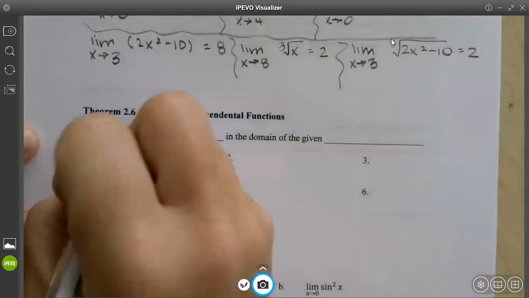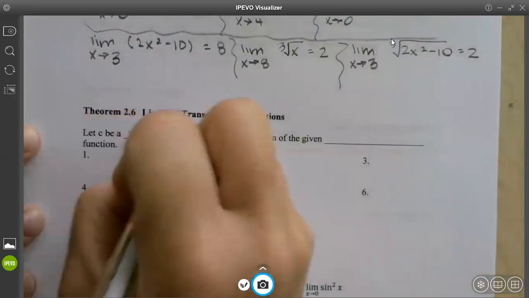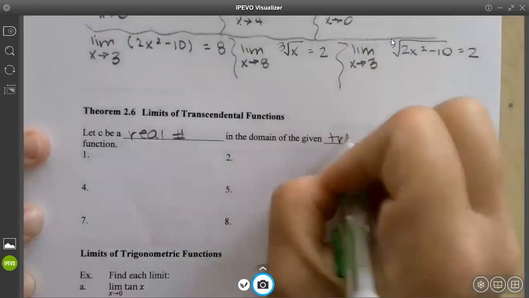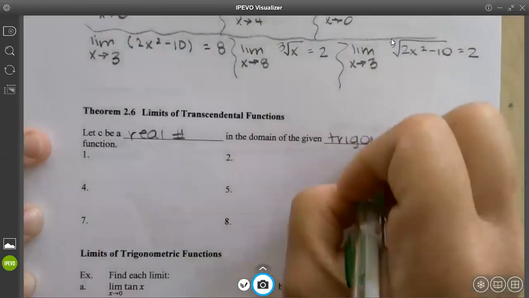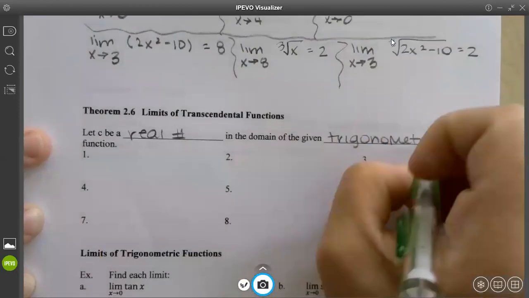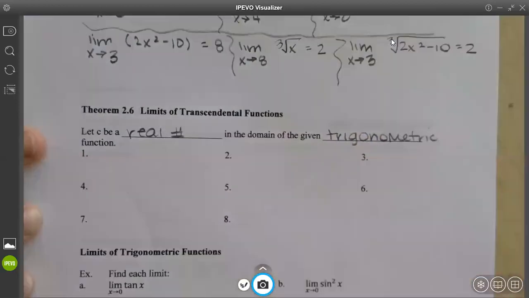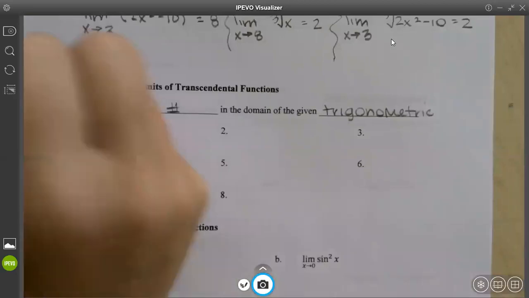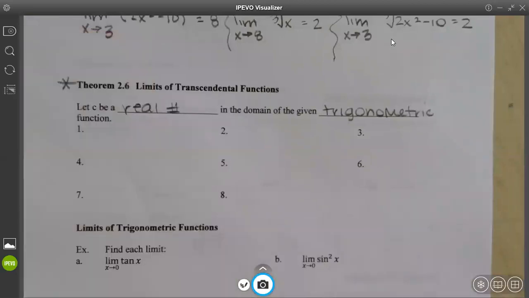All right, let c be a real number in the domain of the given trigonometric function. Now these will come in handy, okay?